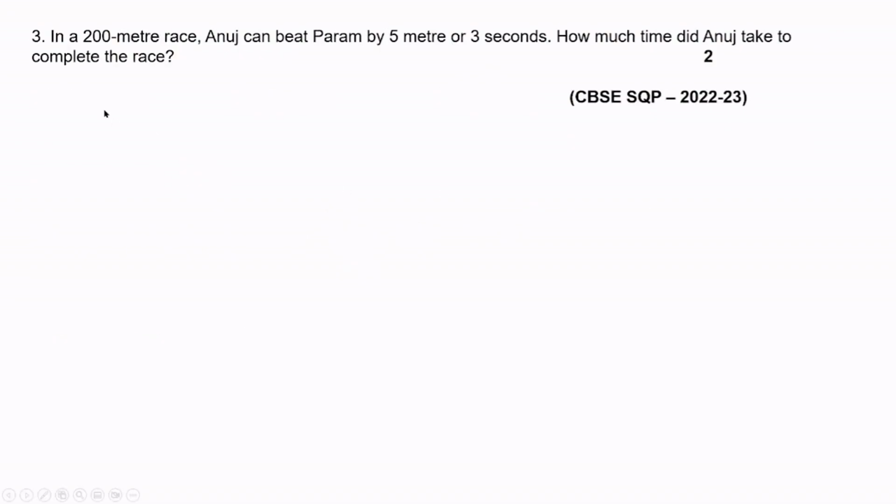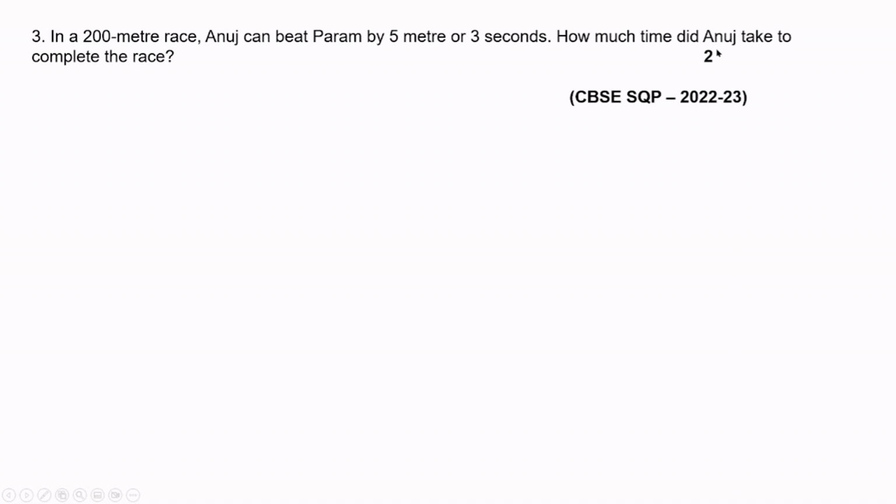Now we have the next question from this year's sample question paper. In a 200 meter race, Anuj can beat Param by 5 meter or 3 seconds. How much time did Anuj take to complete the race? So here if we have a question like this, that is Anuj can beat Param by 5 meter or 3 seconds. From this we can find speed of Param, and then from that we can find time taken by Param because we have the distance and the speed, and after that we can find the time taken by Anuj to complete the race.